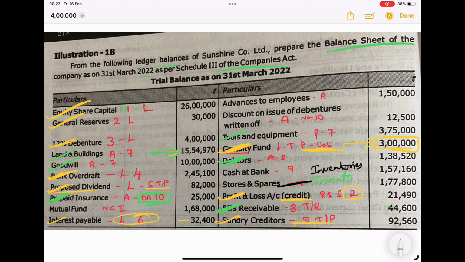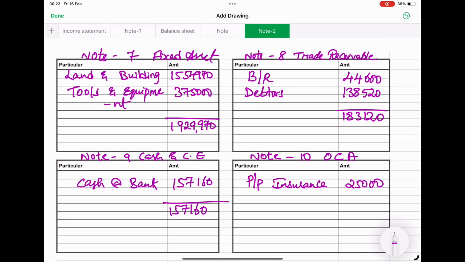Discount on issue, while explaining the question I told you this comes under note 10, 12,500. Discount on issue of debentures written off, that is 12,500. So 37,500 is the value. So we have calculated 4 notes, right? We will fill these values in the balance sheet.